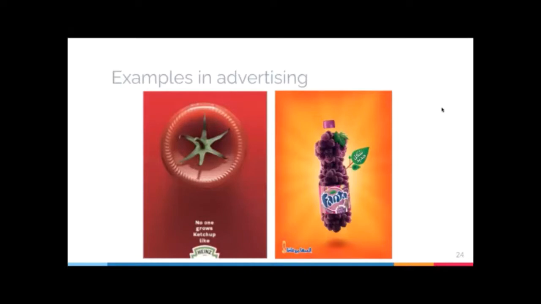Okay, now we have two advertisements, and they are using the same strategies. They are both taking what their products are made from and exaggerating it, as to say that they are made only by that. In this case, tomatoes and grapes or raspberries, I don't know. So this Heinz advertising, no one grows ketchup like Heinz. And here you can see the bottle of ketchup representing a tomato. And here the bottle of Fanta representing the fruits that it is made from, right?